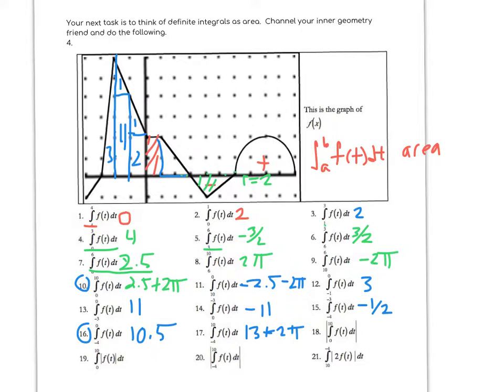Absolute value of 0 to 10 is going to be the same thing because that's a positive number. So, except I used the wrong one. I want to use 10 for this. So that's 2.5 plus 2 pi.